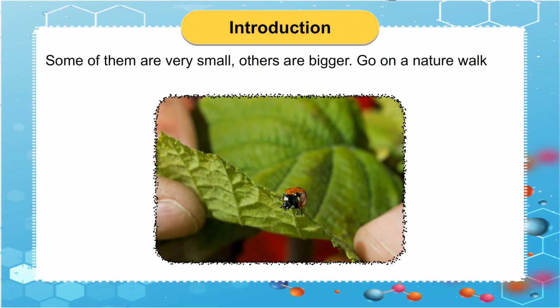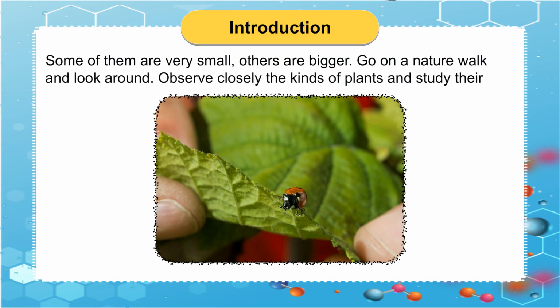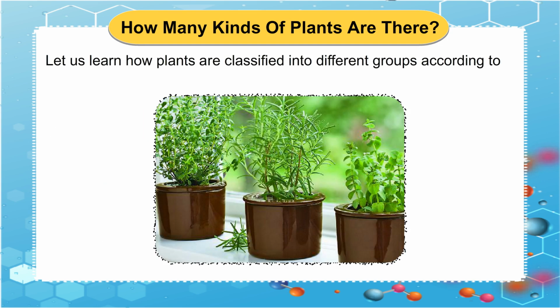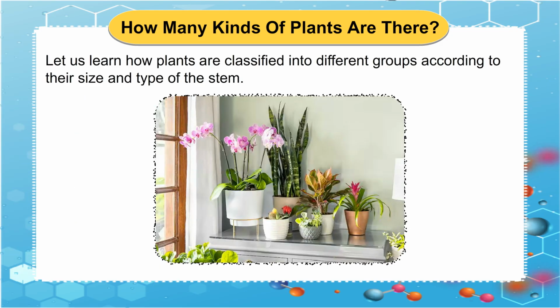Go on a nature walk and look around. Observe closely the kinds of plants and study their stems carefully. How many kinds of plants are there? Let us learn how plants are classified into different groups according to their size and type of the stem.